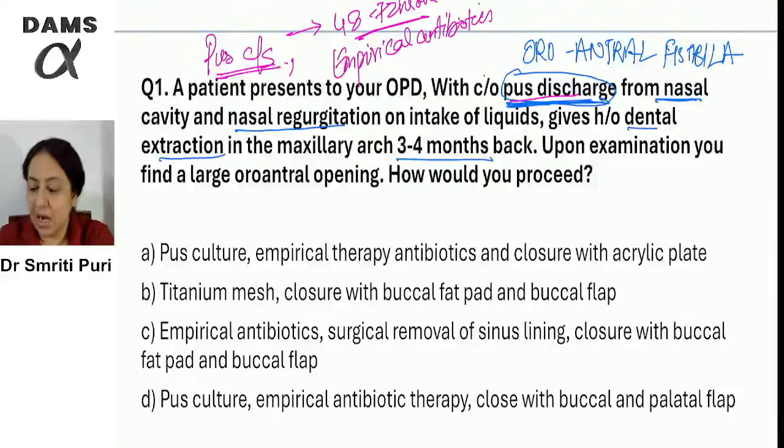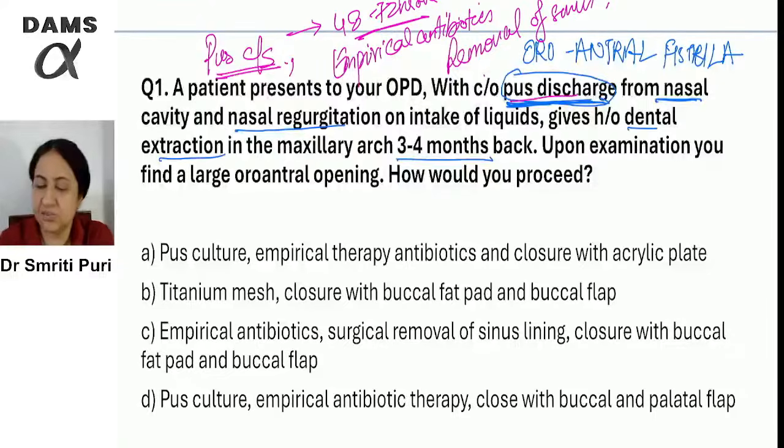And since the sinus is infected, you will do removal of sinus lining and you will close this fistula. Since it's a long standing fistula, it may require 1 or 2 flaps depending on the size. So you will do a flap closure. These are your steps of treating this condition.